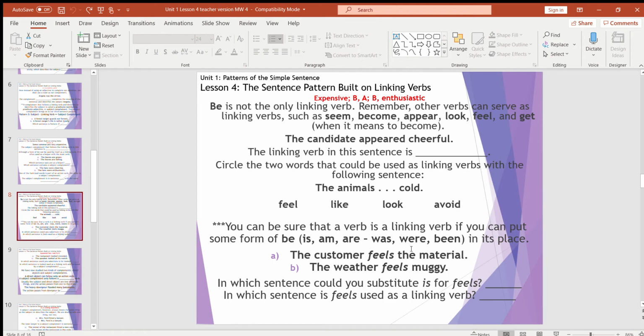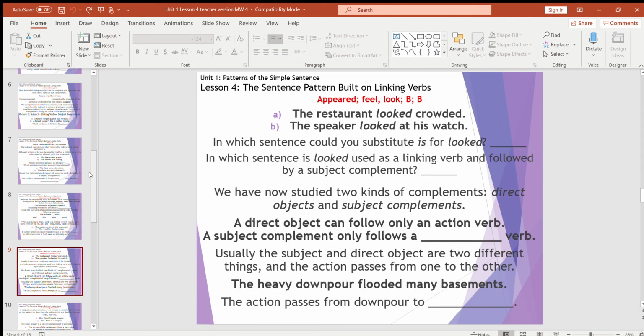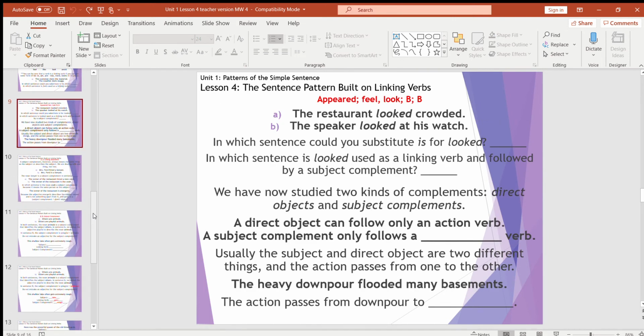So down here, the customer feels the material versus the weather feels muggy. Which of those two sentences can we put is in instead of feels, and the sentence makes sense? Either the customer is the material, like we're physically making clothing out of skin. Don't do that. Or the weather is muggy. Chances are you're going to go with B. So in which sentence is feels being used as a linking verb? Since we could replace it with a linking verb, it would have to be B again, right? Because remember, the customer is not the material. Hopefully, unless you got a serial killer making clothing out of human skin. That gets into a different story.